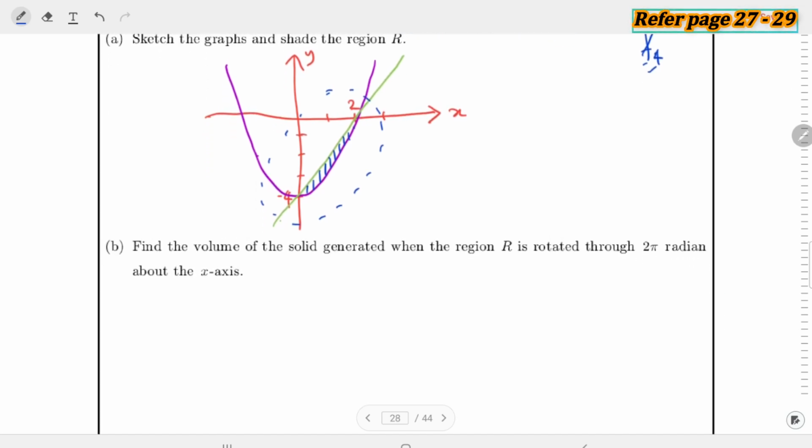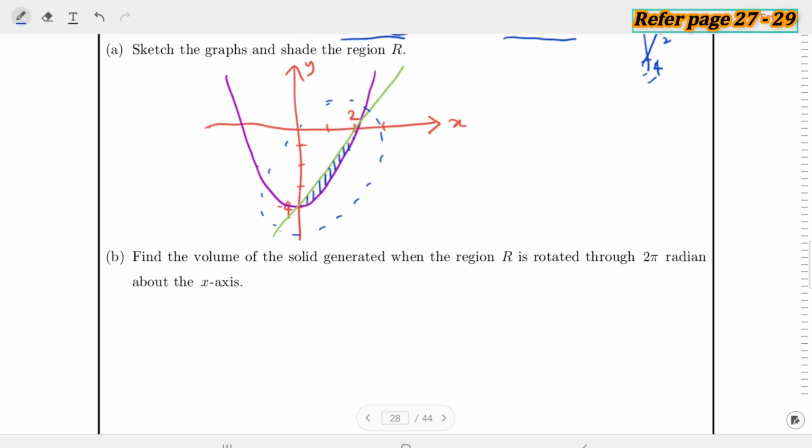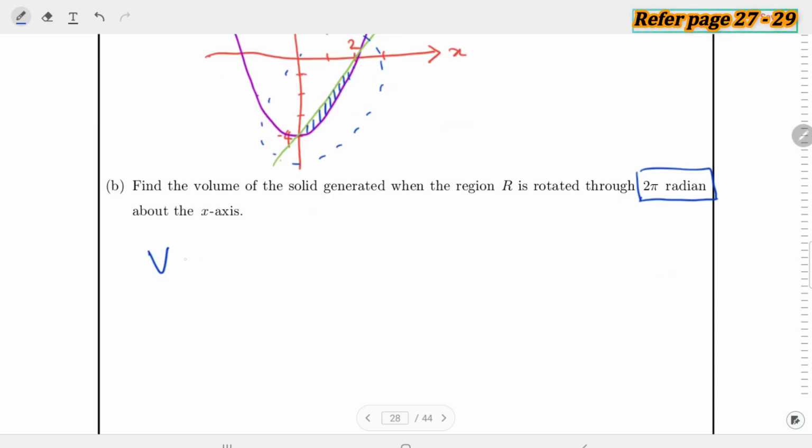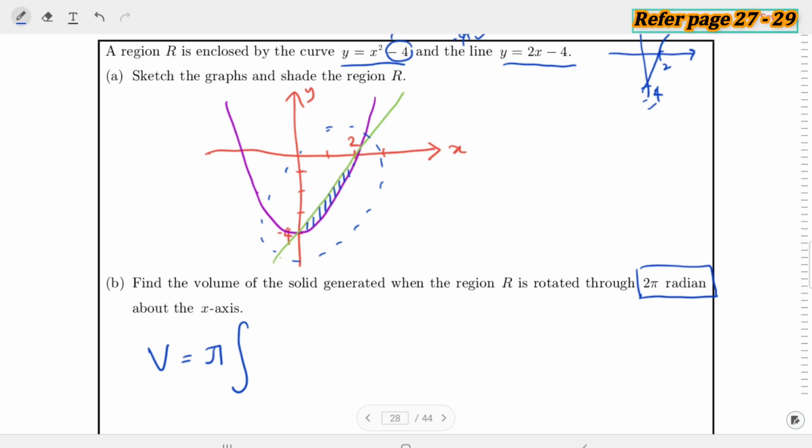Find the volume of the solid generated when the region R is rotated through 2 pi radians about the x-axis. What does it mean by 2 pi radians? 2 pi equals 360 degrees, so it means this region is rotated 360 degrees about the x-axis. The volume equals, don't forget your pi here, and then the integration sign, using the sketching from part A.